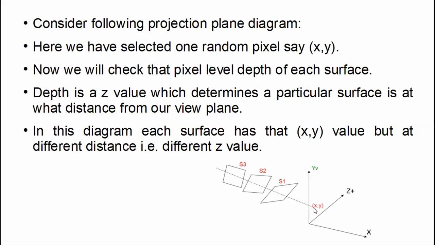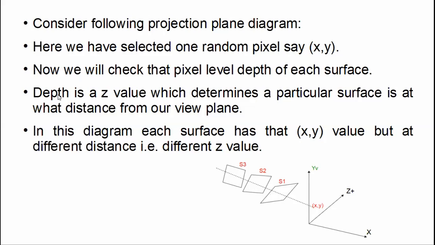I have drawn one dotted line here, and this line is crossing each of the surfaces S1, S2 and S3. So here it is intersecting this surface, suppose. So this is also an XY point, this is also an XY point, and here also one XY point is available. Here we have selected one random pixel, say XY. Now what we are going to do is check the pixel level depth of each surface.